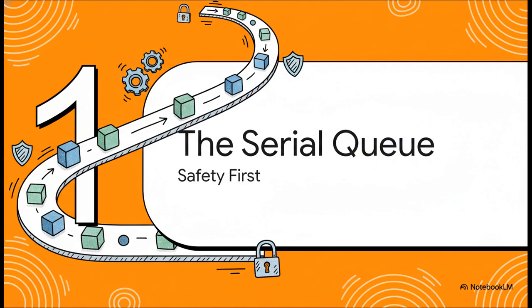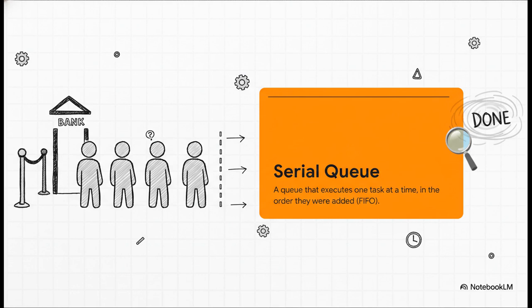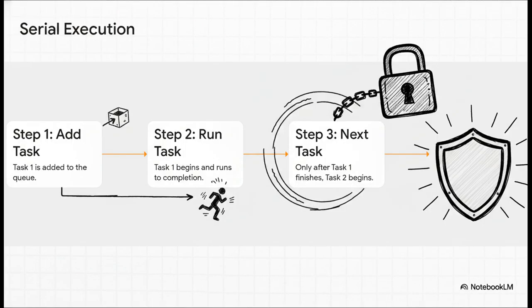Whenever you hear serial, I want you to think order, predictability, and above all else, safety. I mean, the name really says it all, serial. A serial queue is basically a single file line. It's super strict. It takes the first task you give it, runs it, and it will not even look at the next task until the first one is completely, totally done. First one in is the first one out. No exceptions.